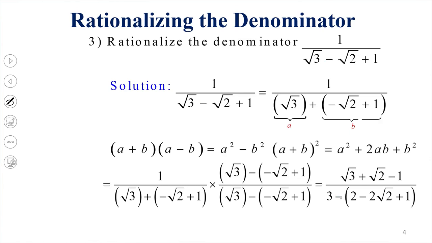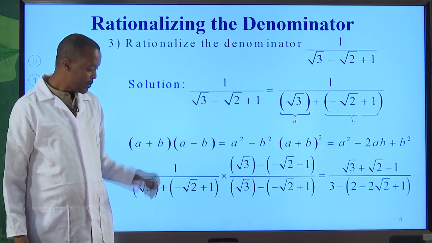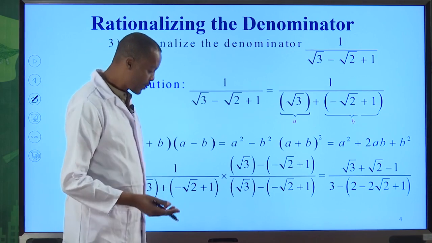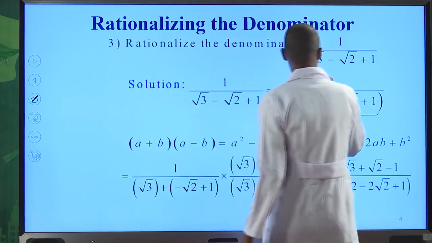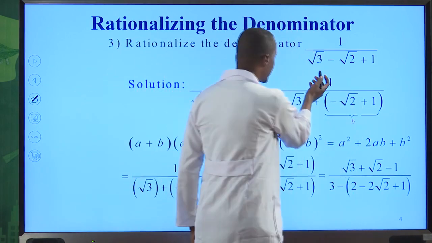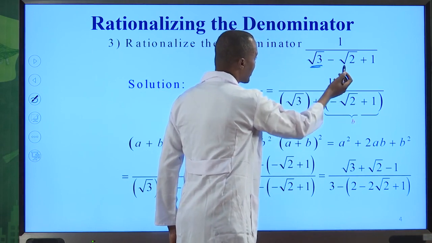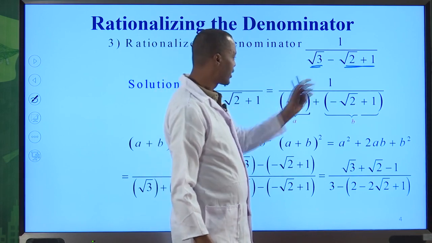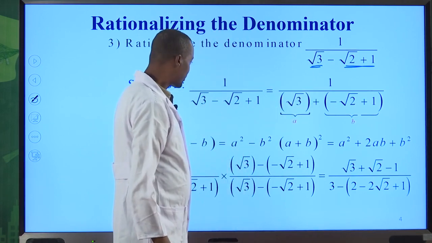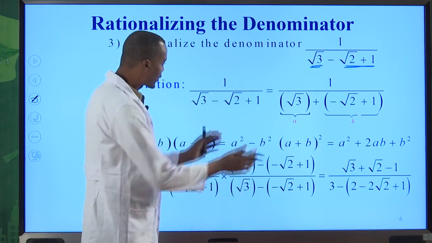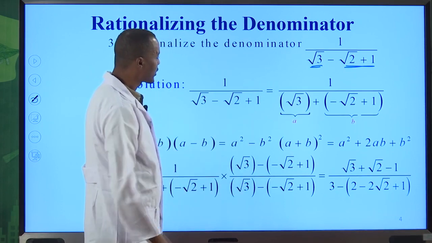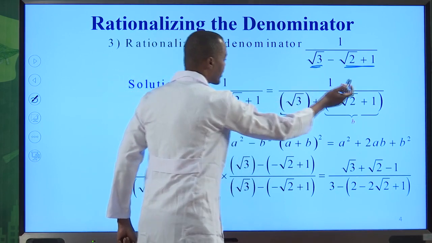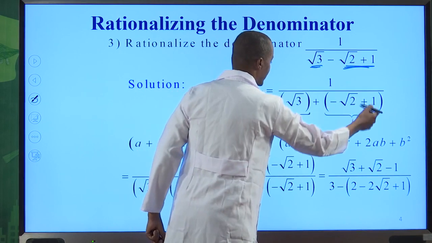Here is the third problem, and in this third problem, it's a little bit more challenging than the previous two, because in this case, in the denominator, we have both root 3 and these two terms, root 2 plus 1. So in order to do this kind of problem, like before, we have to collect these two terms together, root 3 as one part and this part as the other part.